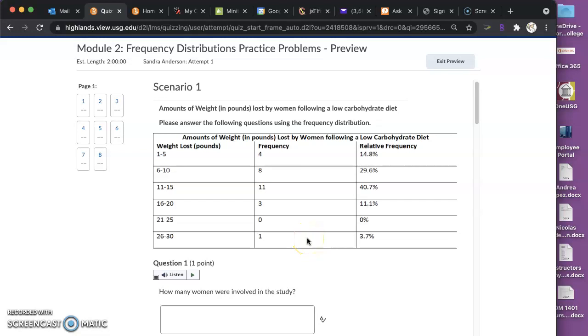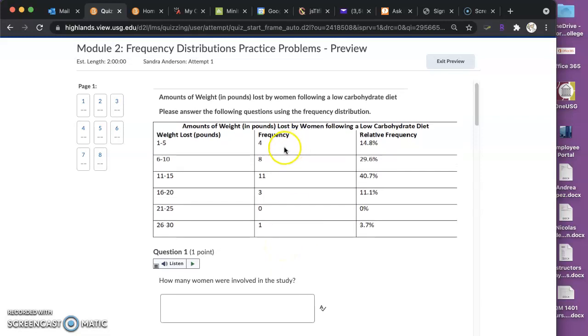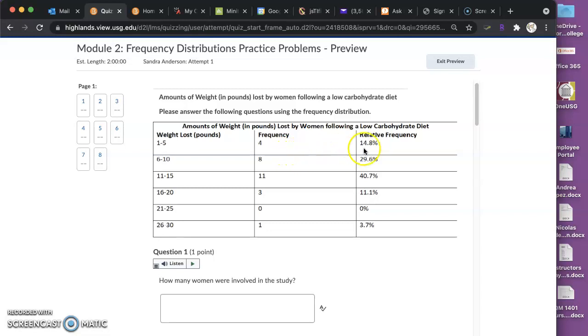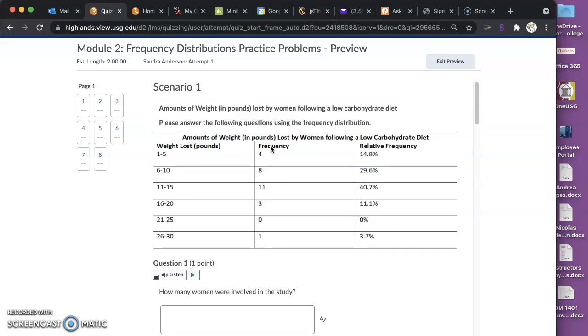Okay, so let's look at an example here. Just know, first of all, how to read the chart. Your weight loss in pounds, losing from 1 to 5 pounds, 4 people lost 1 to 5 pounds. From 6 to 10 pounds, 8 people. So this is your count, basically. Frequency means the same thing as how many, or your count. And then your relative frequency will always be the frequency over the whole number of people that we're talking about.